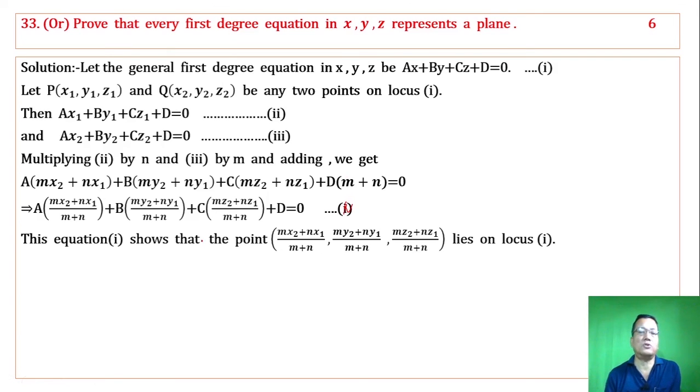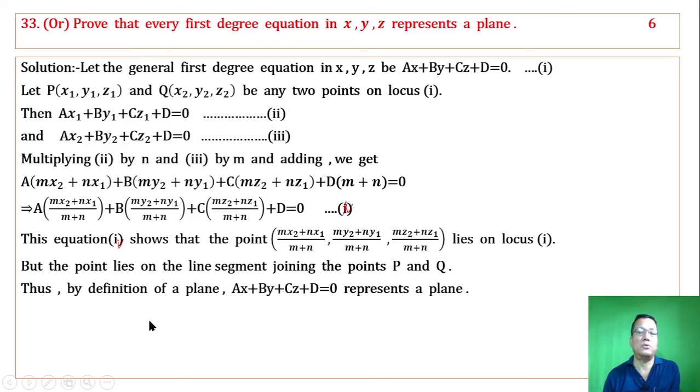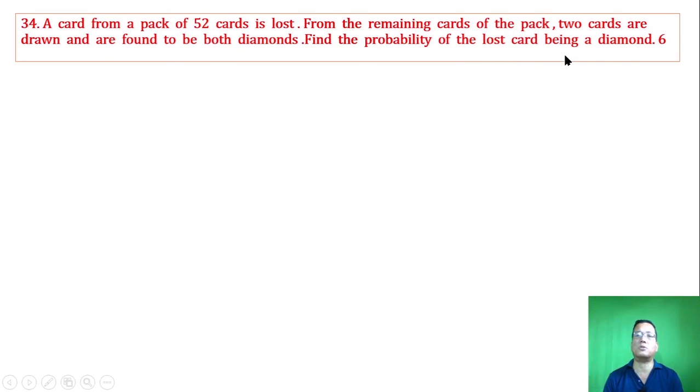This equation 4 shows that the point lies on the locus 1. But the point lies on the line segment joining the points P and Q. Thus, by the definition of a plane, ax plus by plus cz plus t equal to 0 represents a plane. The general first degree equation in x, y, z represents a plane. Hence proved.